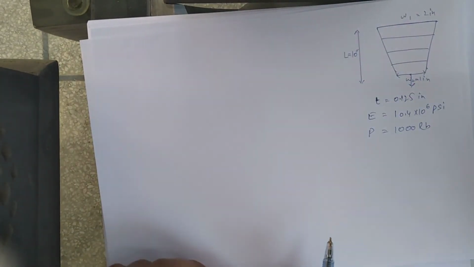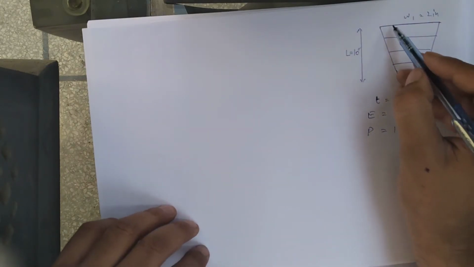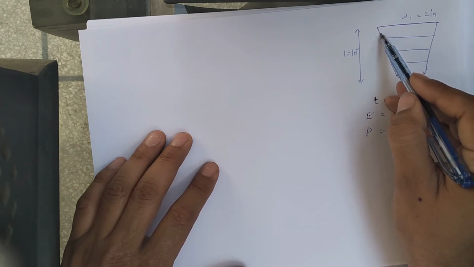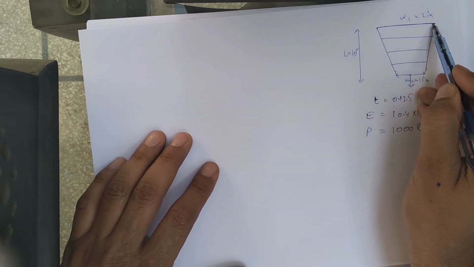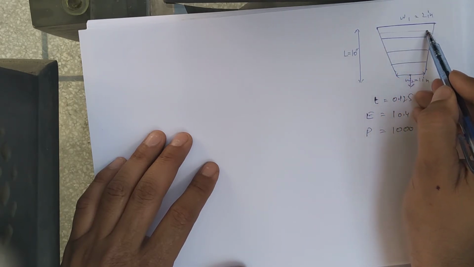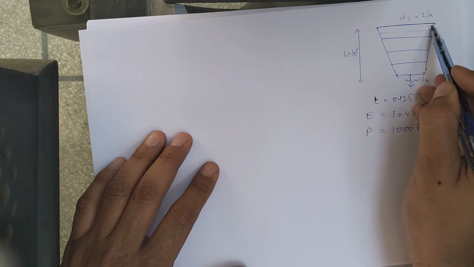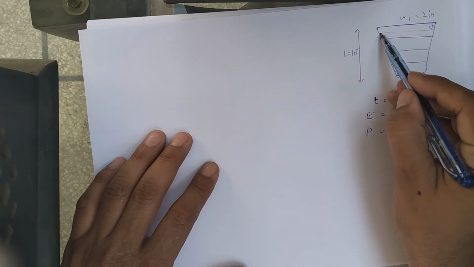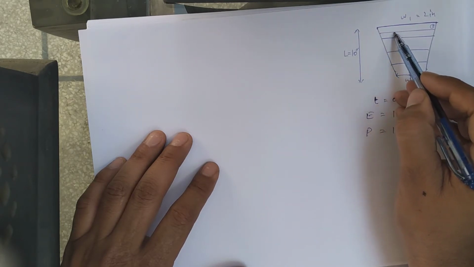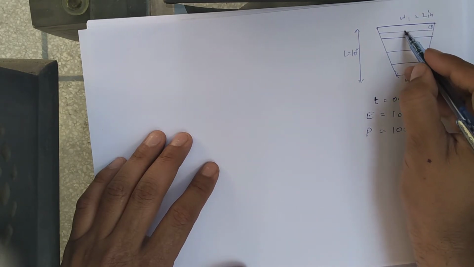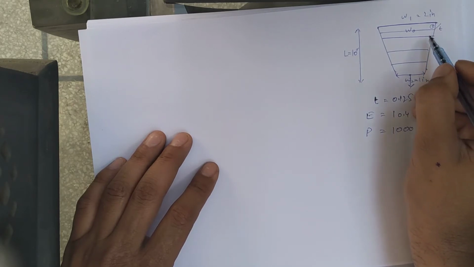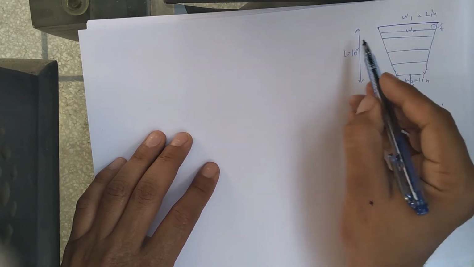Okay, now unlike the previous problem, it's a little complicated because we know this width, right? But we don't know this width, which is the average width of element number 1. If we manage to find this average width of element number 1, we will multiply this average width, let it be W0, with the thickness T, and we will be able to get the area of this shape, right?